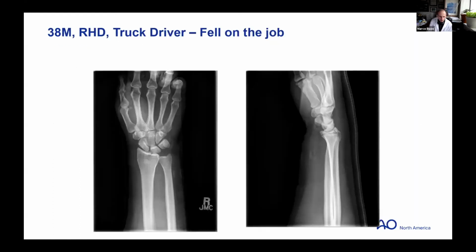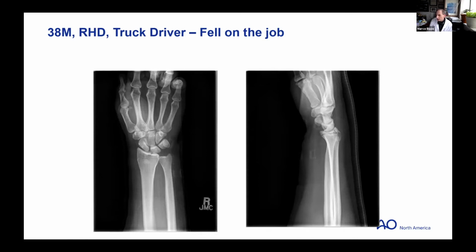In the next few minutes, I'd like to just share a case that highlights some of these, and if time allows, I'll solicit some opinions from faculty. And this illustrates the humbling nature of the problems at the ulnar side of the wrist. This is a 38-year-old truck driver who fell on the job and sustained this fracture.